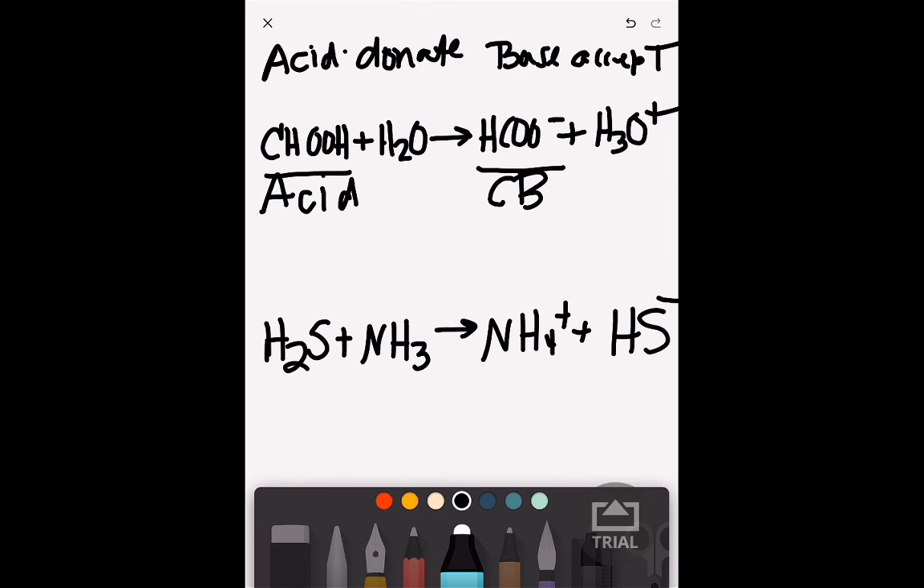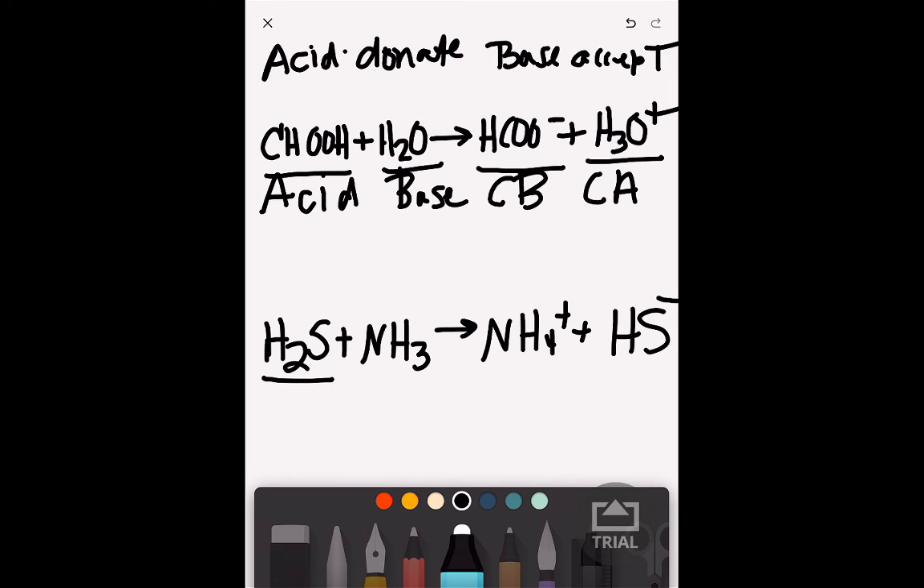So this means that this water has to be our base. Let's make sure bases accept. Did water accept a hydrogen ion? Yes, it did. To become H3O plus, it accepted a hydrogen ion, or a proton. So water is our base, and this H3O plus is our conjugate acid. To come up with your conjugate acid, you have to take your base and add a hydrogen ion to it.